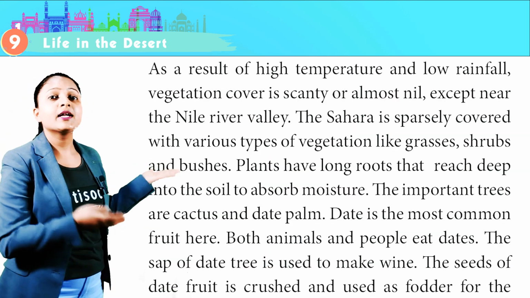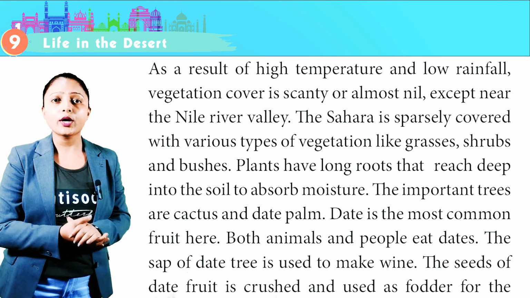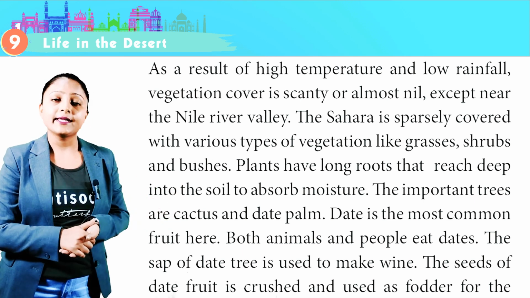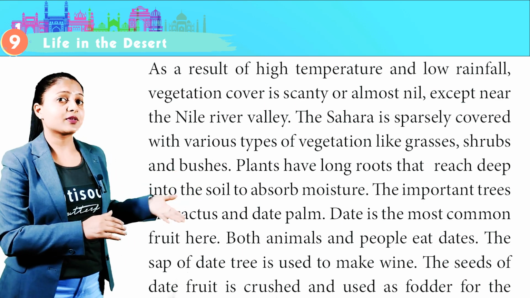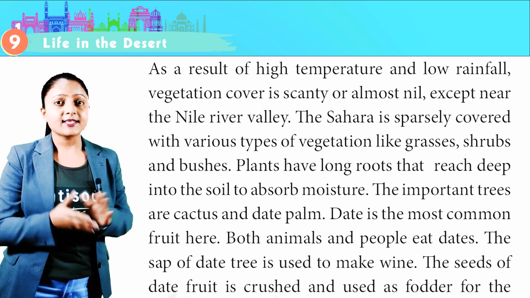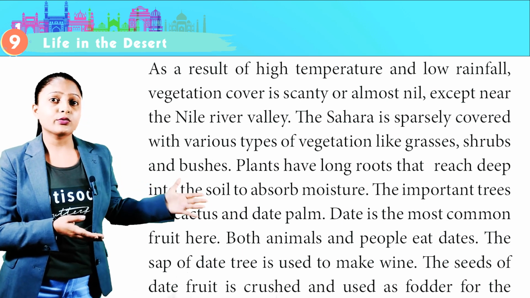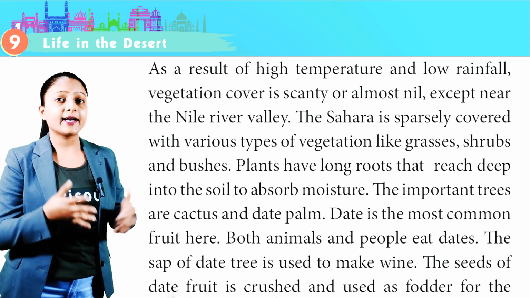As a result of high temperature and low rainfall, vegetation cover is scanty or almost nil. Except near the Nile River Valley, the Sahara is sparsely covered with various types of vegetation like grasses, shrubs, and bushes. Plants have long roots that reach deep into the soil to absorb moisture. The important trees are cactus and date palm.